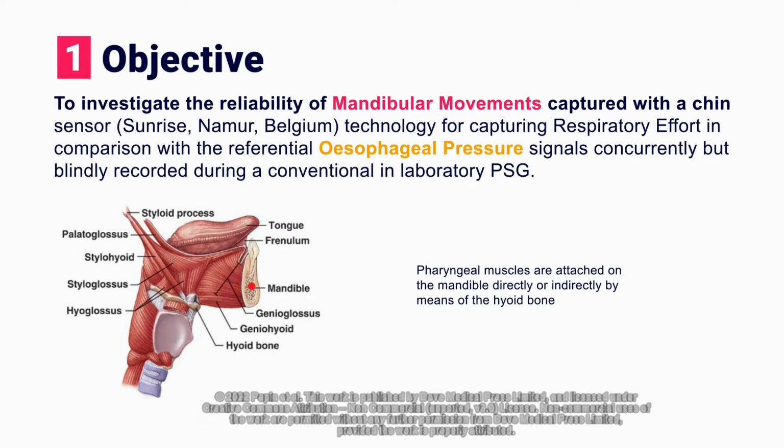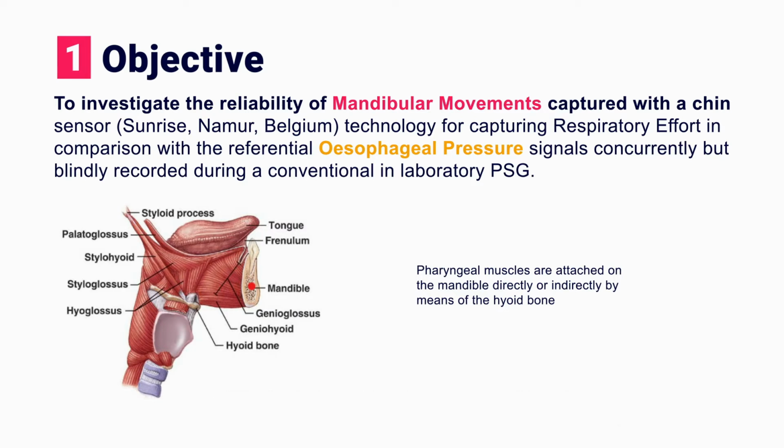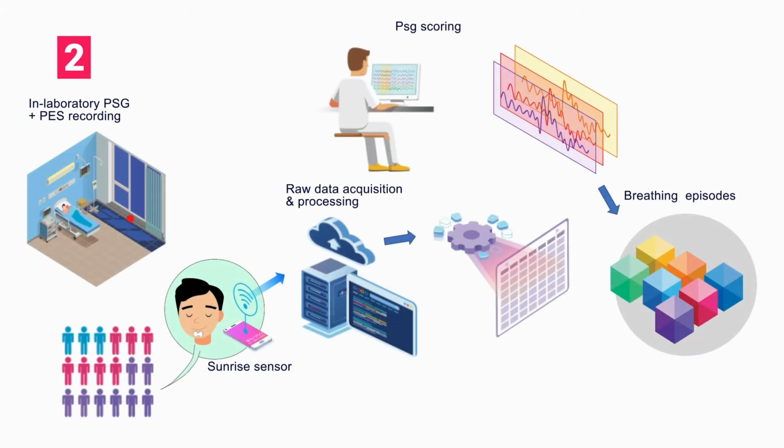assessing respiratory effort, the esophageal pressure, in terms of amplitudes and in terms of cycle-by-cycle variations during a variety of central and obstructive respiratory events. In the laboratory, polysomnography supplemented with a catheter to record esophageal pressure concomitantly to the recording of mandibular movements with Sunrise technology was performed in 38 consecutive patients suspected of obstructive sleep apnea.